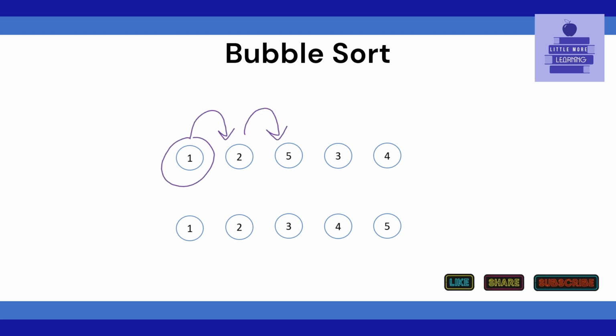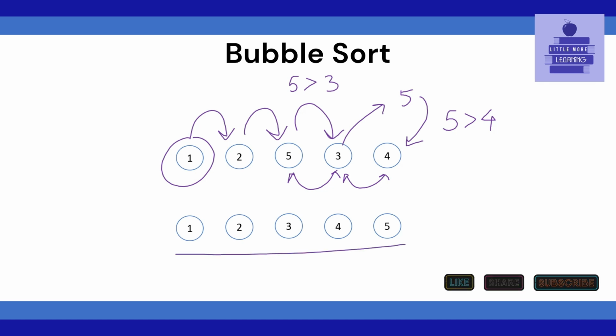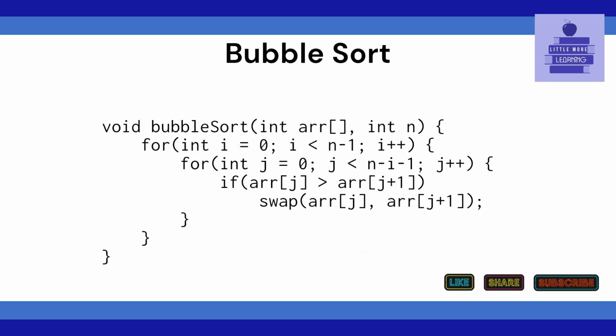Bubble sort works by repeatedly stepping through the list, comparing adjacent elements, and swapping them if they're in the wrong order. This process continues until no more swaps are needed, meaning the list is sorted. In this C++ code, the outer loop iterates over each element, while the inner loop compares each pair of adjacent elements. If they're in the wrong order, they're swapped. This bubbling process moves the largest unsorted element to its correct position with each pass.